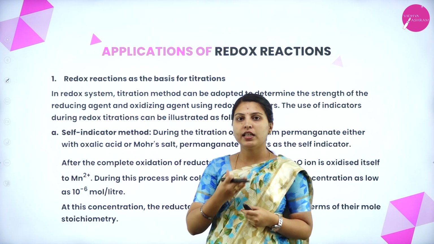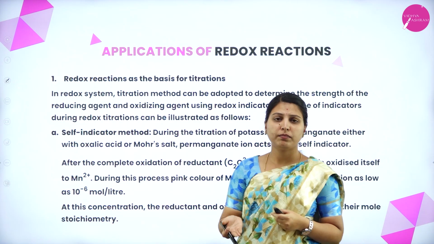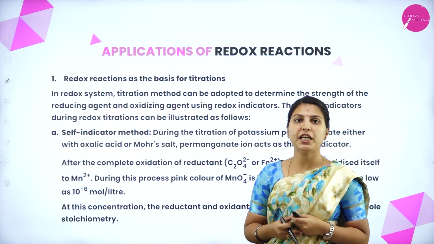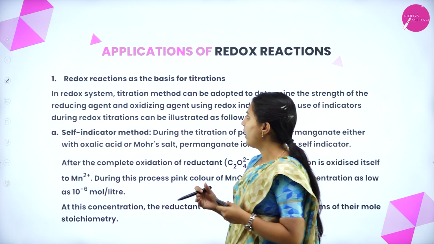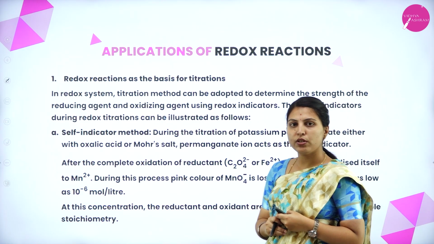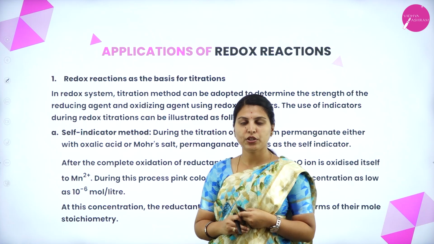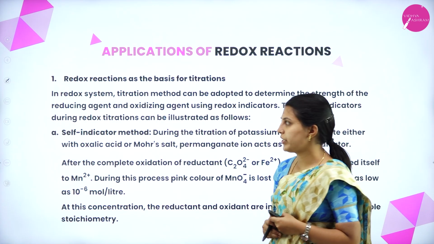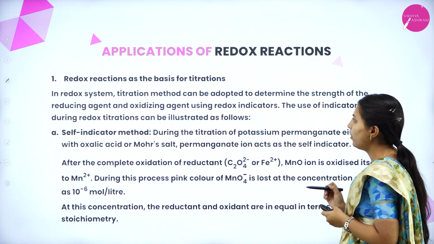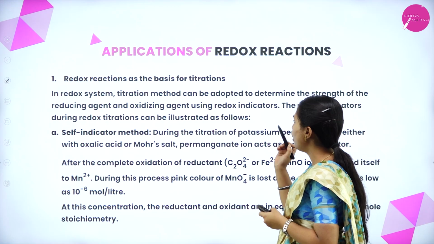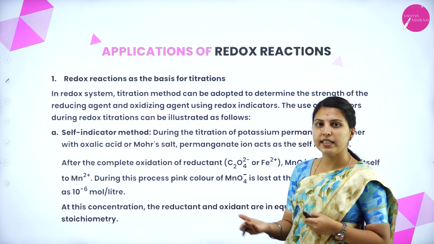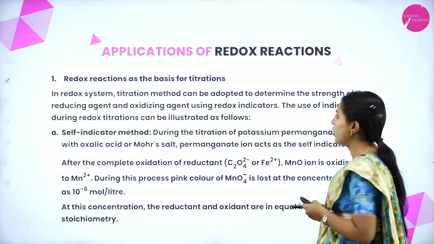Next, we have seen what is reduction, what is oxidation, how to balance, types of redox reaction, everything. Then what are the applications of redox reaction? Redox reactions as the basis for titrations. In titrations also there are so many kinds of titrations. Usually we will use redox titration. In a redox system, the titration method can be adopted to determine the strength of the reducing agent and oxidizing agent using redox indicators.